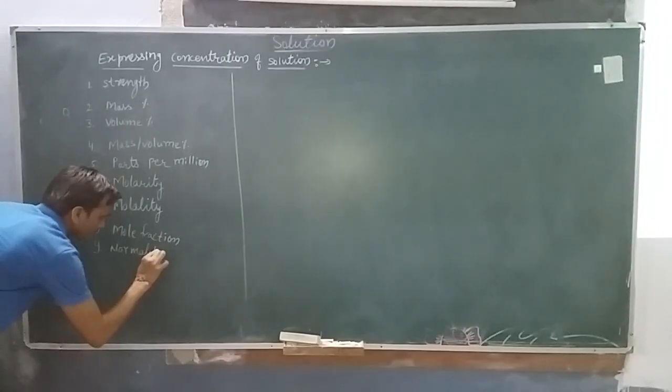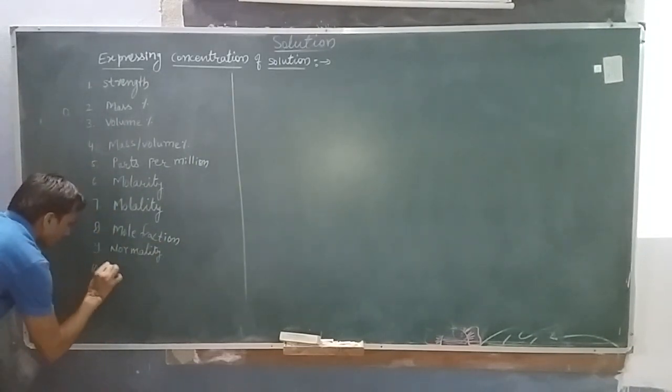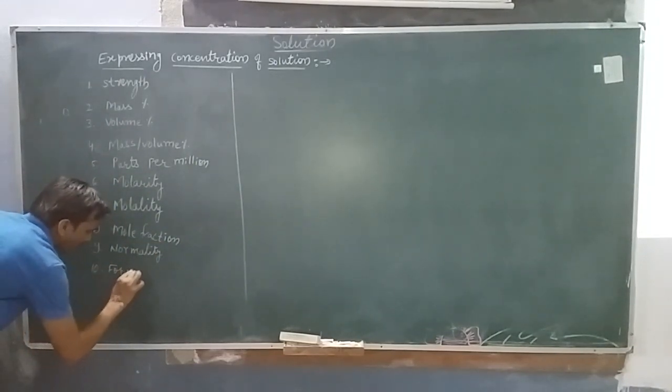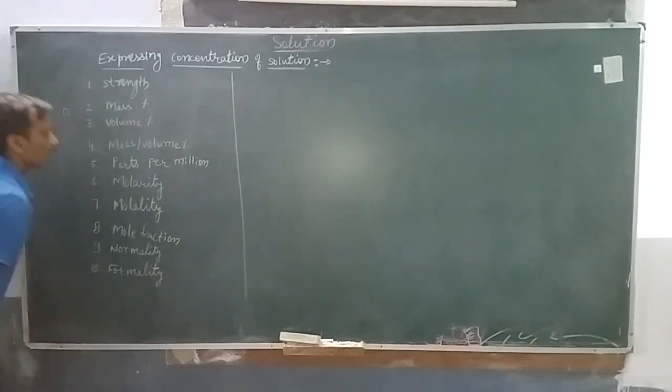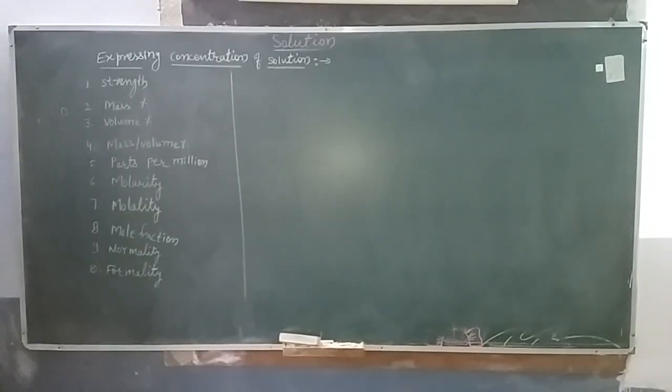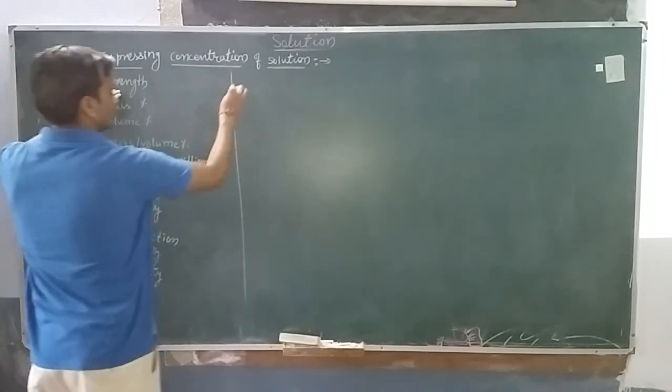These ways are as follows: first is normality, and then formality. Out of these ways we will take first strength.